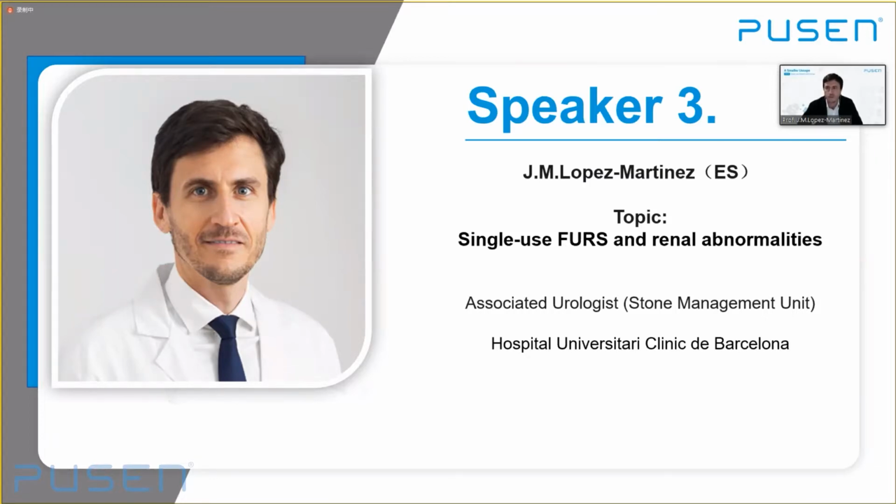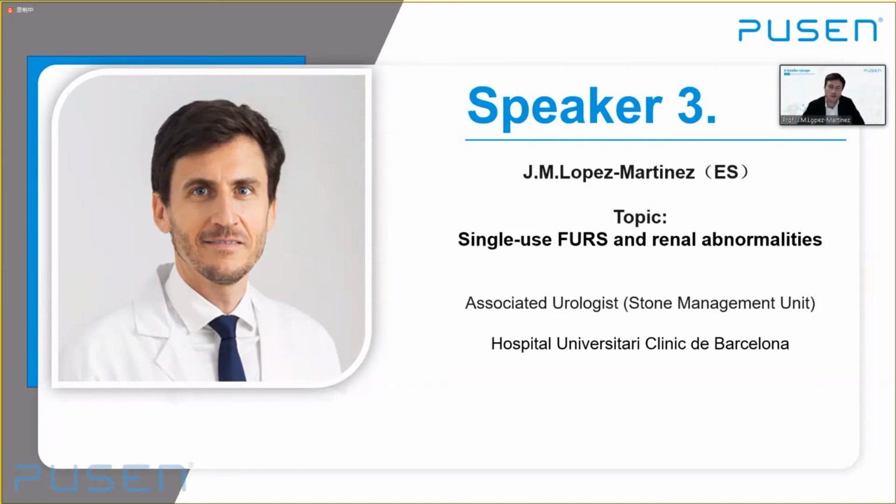Okay, and just a very quick question. So if you have a case with renal abnormalities, in your practice, do you immediately select the single use, or do you still start with the regular scope, and if you feel that it becomes more and more difficult, you stop and then you switch to the single use?